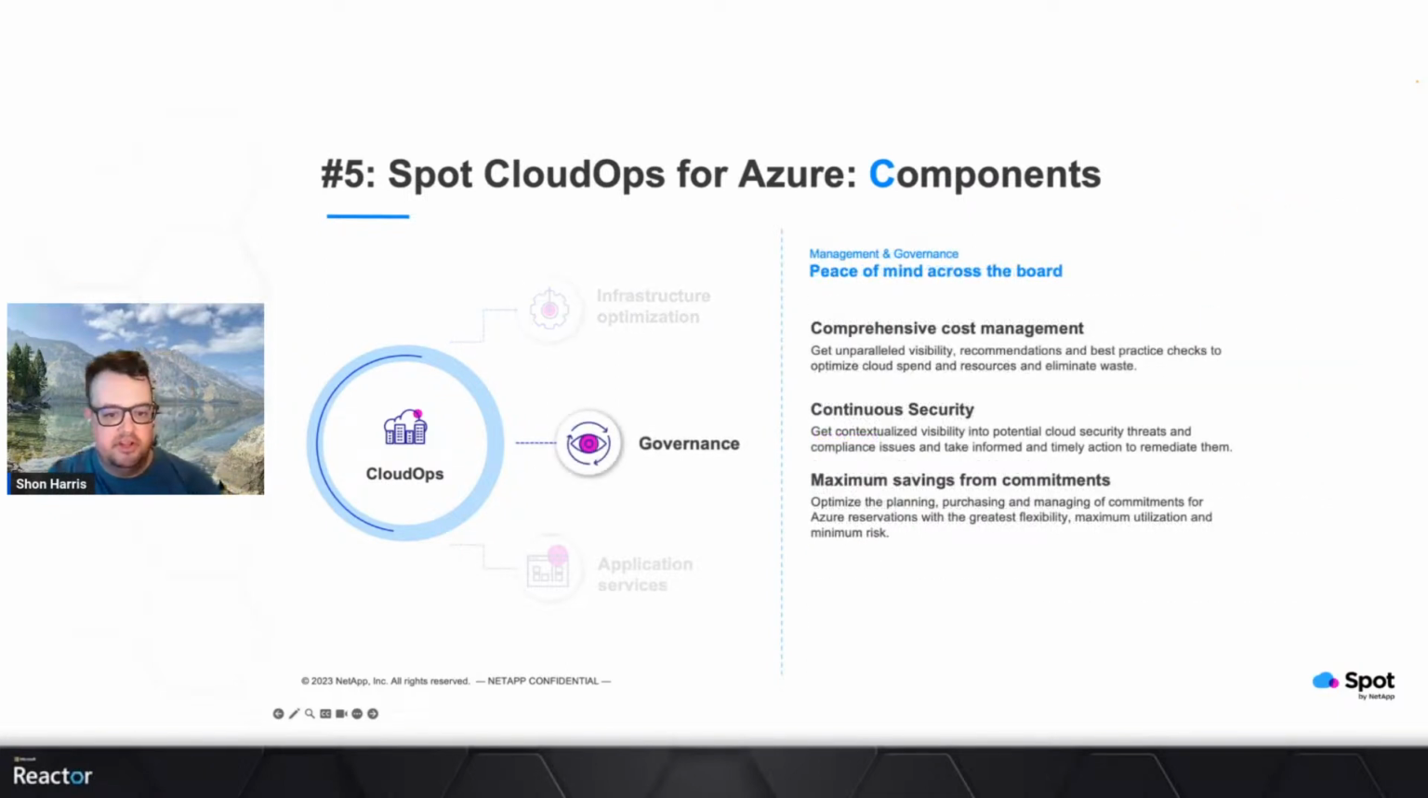Now let's move on to governance. Comprehensive cost management. We have tools that are dedicated to cost management, and you get unparalleled visibility into your cloud spend environment down to the 15 minutes. So every 15 minutes, you can see what the changes are. You can see what anomalies you have, and you can get alerts on it, and recommendations and best practices checked to make sure that you're optimized, and automated remediation.